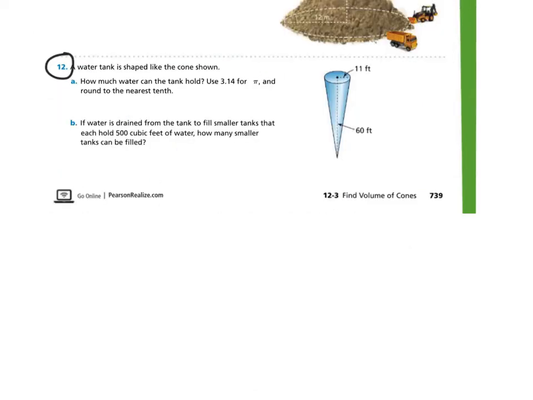We are going to do some problem solving here in question 12. A water tank is shaped like the cone shown. How much water can the tank hold? So how much can it hold is a question about volume. So we're going to use 3.14 for pi, and we're going to round that answer to the nearest tenth. So go ahead and do that, and then come back and check that part of your answer.